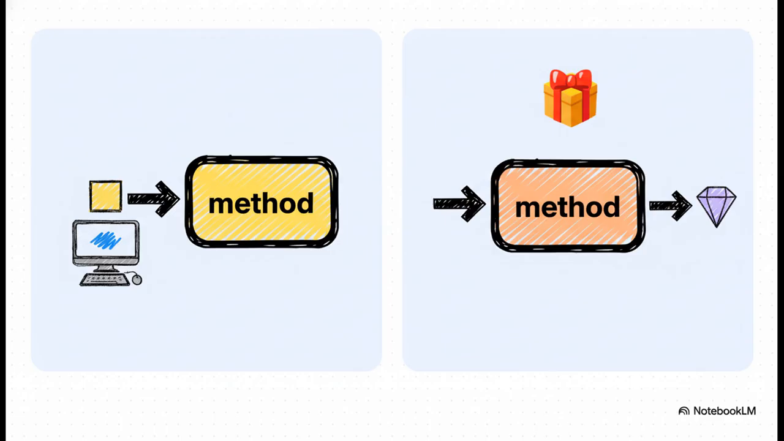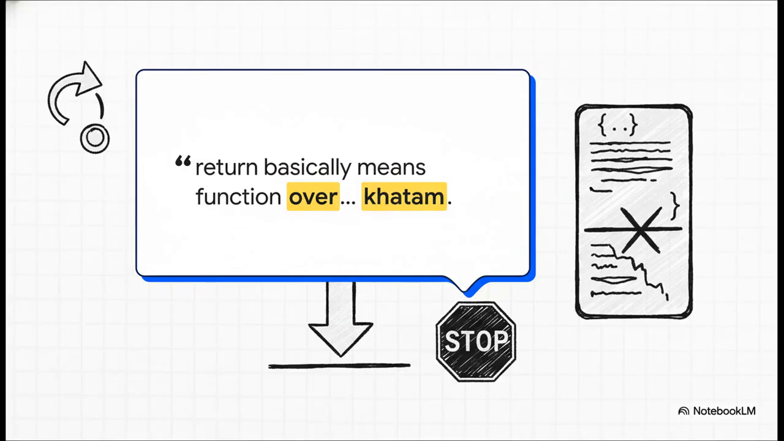They go off and do a job, like printing something to the screen, but they don't report back with a result. On the right, though, you have methods with a return type. These are the ones that do a calculation and then hand you back a result, a value that you can actually catch and use later on in your code. And the most important part of getting a value back is that return keyword. Because as one of my favorite developers likes to say, the moment your code hits a return statement, that's it.